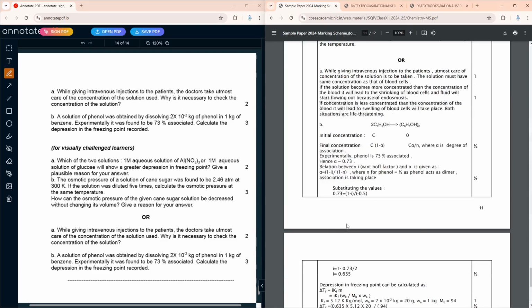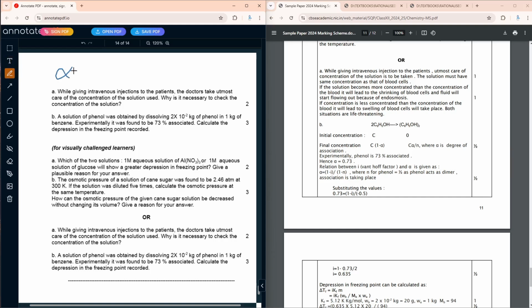Basically, what we need to do is first figure out the value of i. For us to find the value of i, we are going to use the relationship between alpha and i. So alpha is equal to 1 minus i divided by 1 minus n. When I tried to figure out this equation on my own, I actually got alpha is equal to i minus 1 divided by n minus 1. So essentially all you're going to do is calculate the value of i using 0.73. You know that 0.5 minus 1 is going to give us minus 0.5.